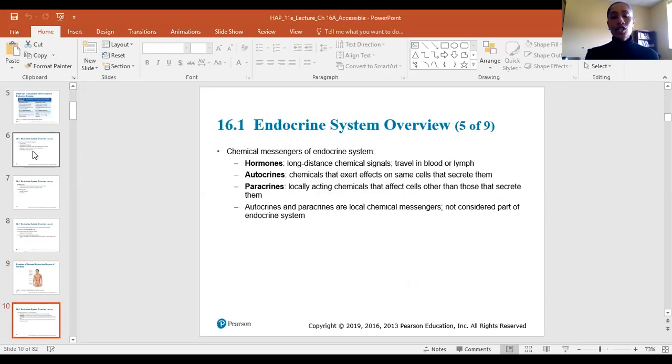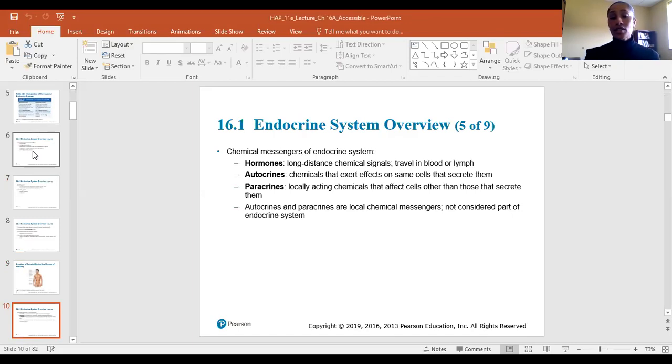Okay, so getting into the endocrine system more specifically and talking more about hormones, we can classify the chemical messengers associated with this system. Our primary chemical messenger will be hormones. These are the chemical messengers that act over a long distance, and they travel through our blood and our lymph. So when we say that they act over long distances, we could have a hormone being released from the brain that is eventually going to send a particular hormone to the reproductive system.